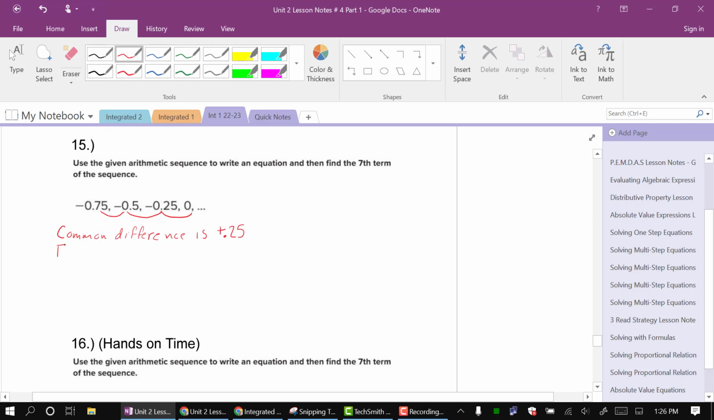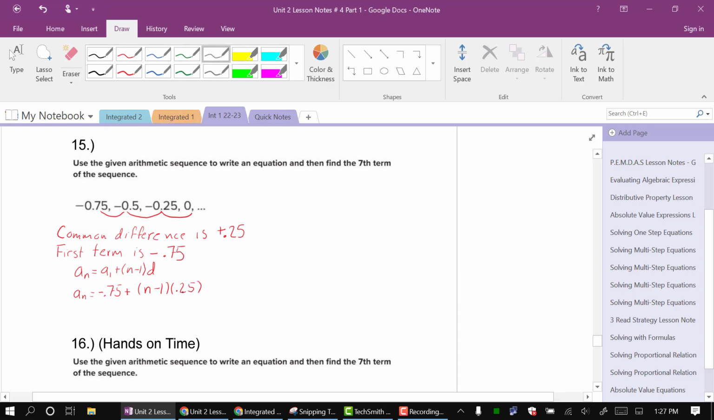Our first term in the sequence is negative 0.75, or negative 3/4. So we have our formula, AN equals A1 plus N minus 1 times the difference. Let's plug in the information that we have. So I have AN equals, A1 is negative 0.75, plus N minus 1 times the difference, which is 0.25.